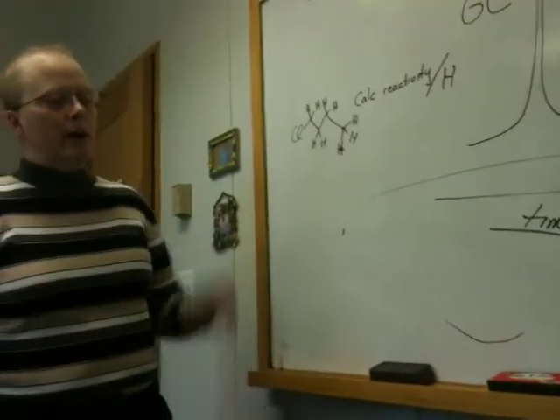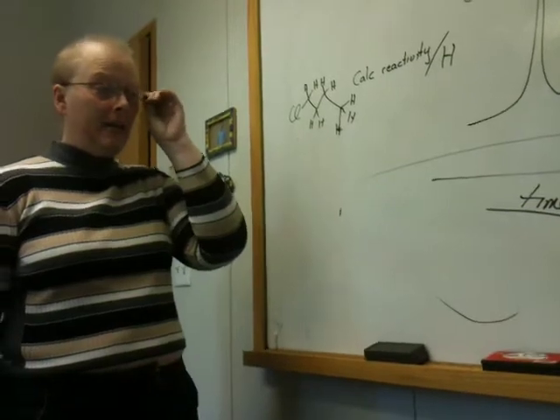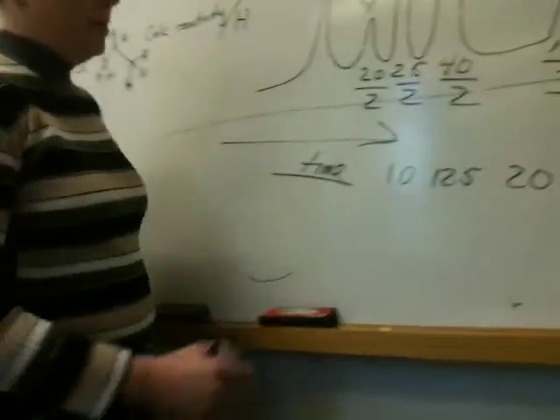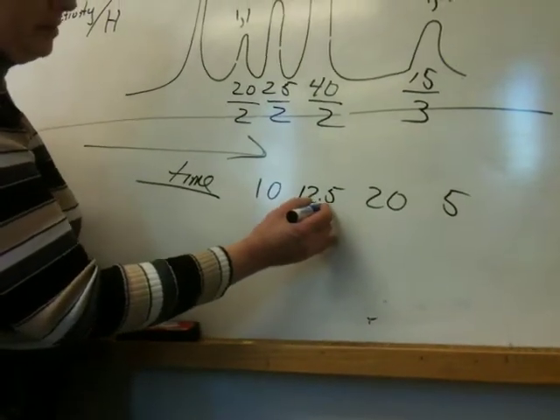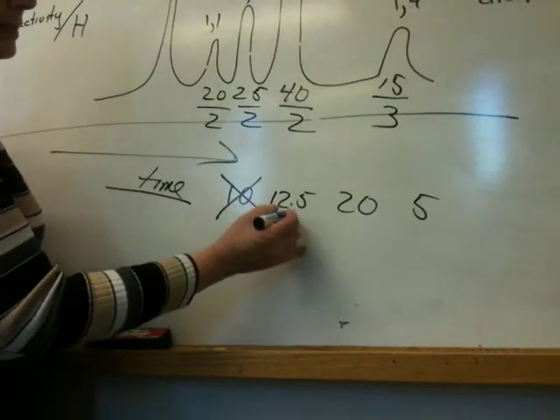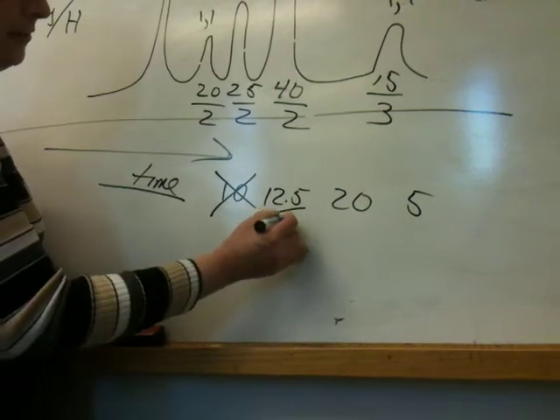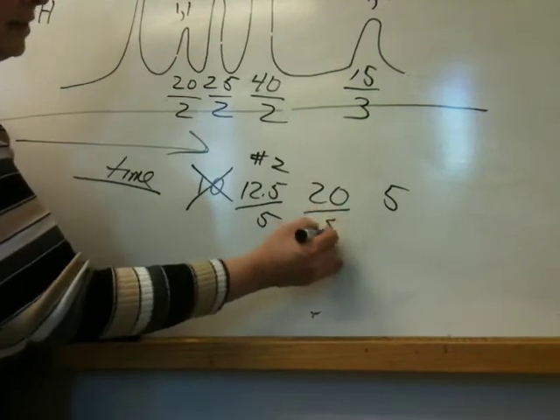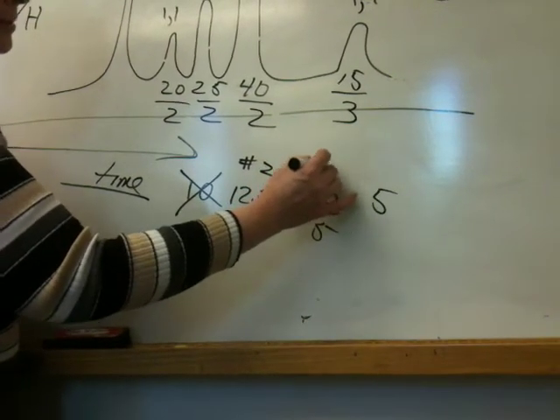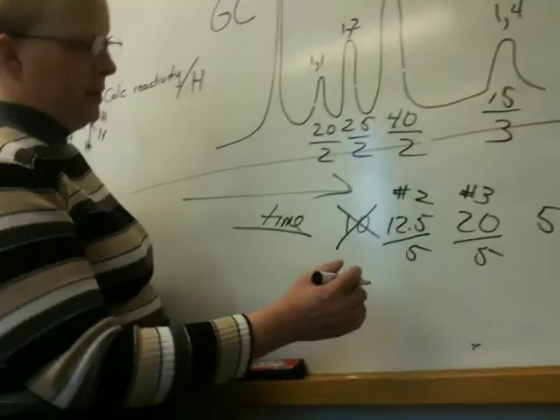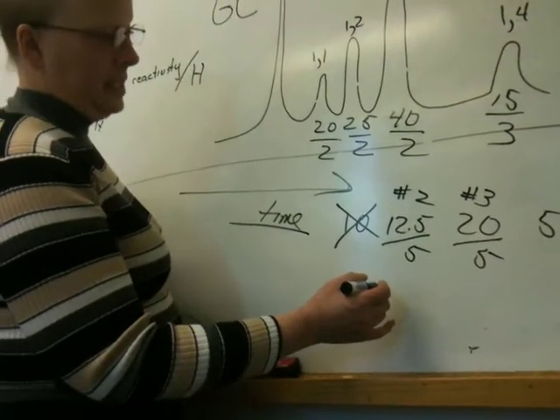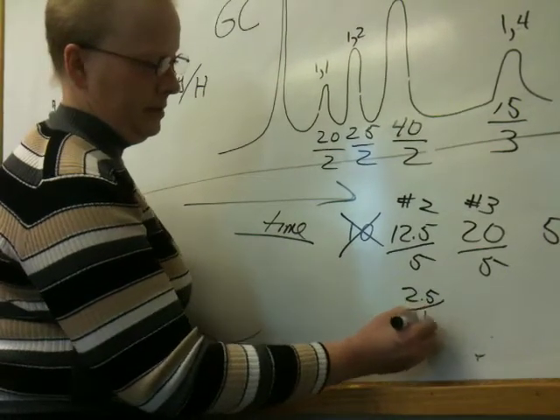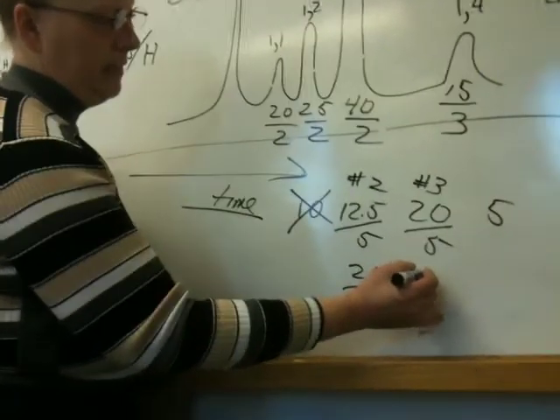Okay? Then what you had to do was calculate a secondary to primary ratio. And I can already see that my ratios are going to be ridiculous. But you would take this number, exclude that number, take 12.5 and divide by 5, because this is for the number 2 position, and take 20 and divide by 5, and this is for the number 3 position. Now this is not very good data, because this is going to come out to be 2.5 to 1, and this is going to be 4 to 1.